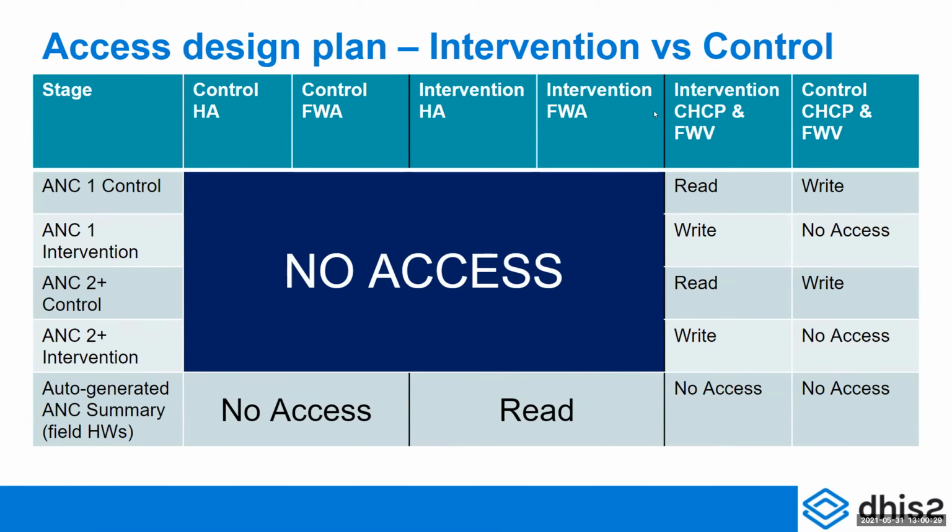So this is kind of the very complicated situation in Bangladesh. It had to be this way because it was a research program, and we had 4 cadres of health workers, and we had to do intervention versus control. So it's like 8 different permutations. And then you also have your ANC1 versus ANC2 stages, which are different.